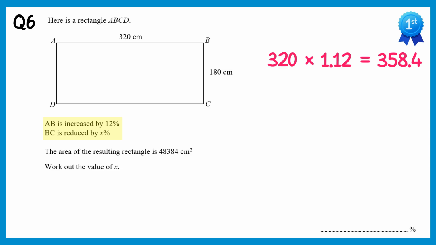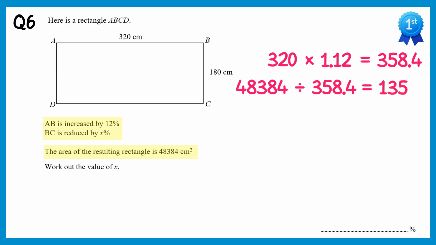Then we've been told the area of the resulting rectangle is 48,384. Well, if we know the area and we know the new length of AB, we could divide those to work out the new length of BC. So if we do 48,384 divided by this new length for AB, we'll find the new length for BC, which is 135. So BC is now 135.